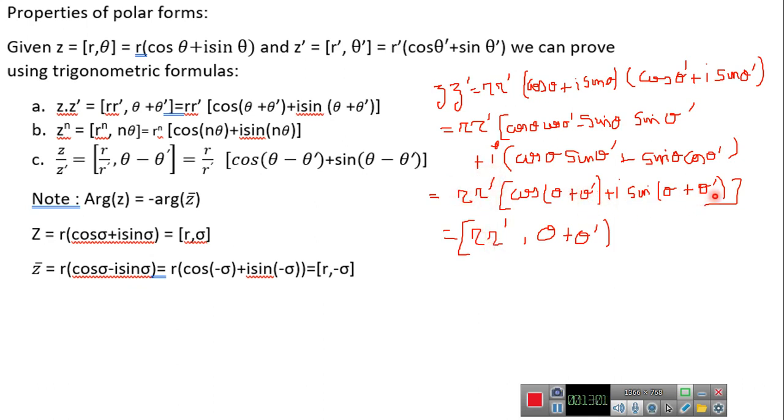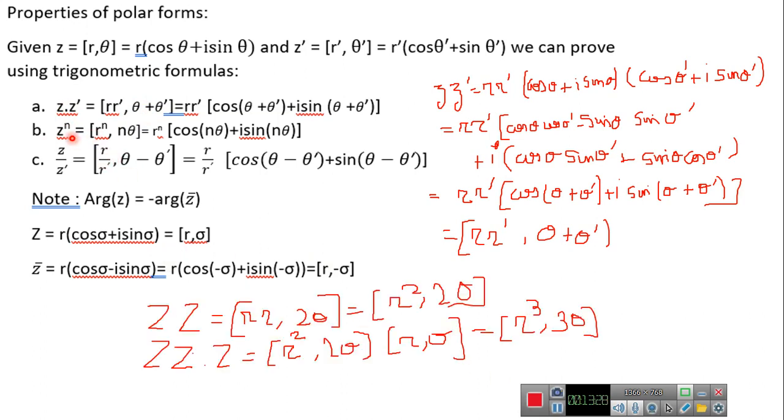You know cosine A cosine B minus sine A sine B is cosine of A plus B. Cosine A sine B plus sine A cosine B is sine of A plus B. So as you can see, this is a complex number whose modulus is r r prime and whose angle is theta plus theta prime. So that's why if you multiply two complex numbers written in polar form, you multiply r and r prime, but you add the angles, theta plus theta prime.